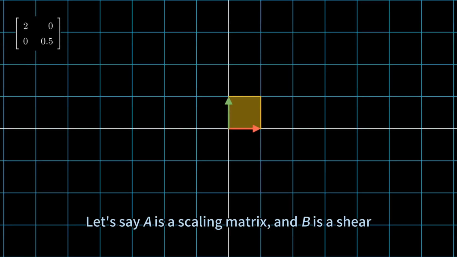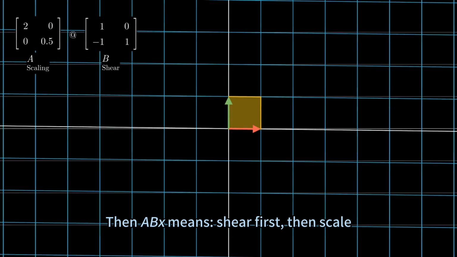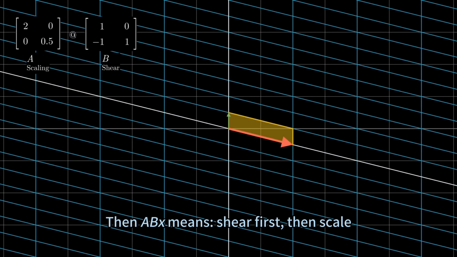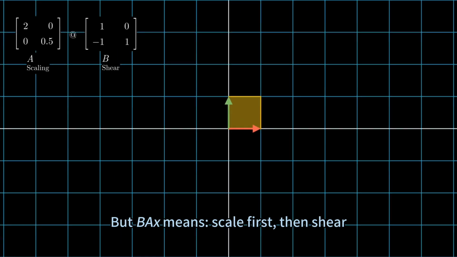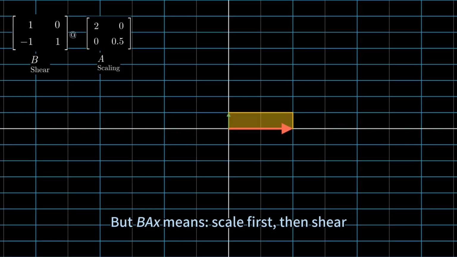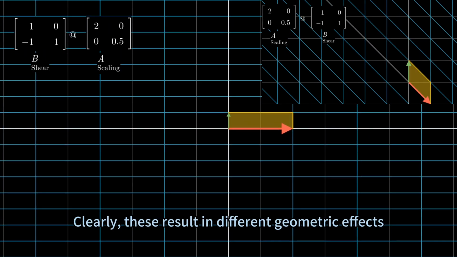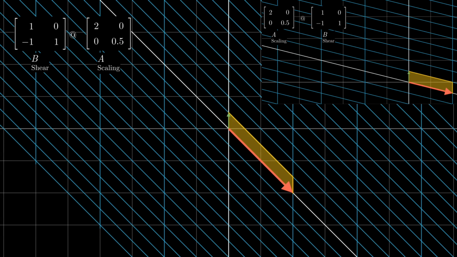Let's say A is a scaling matrix and B is a shear. Then A times B times vector x means shear first, then scale. But B times A times vector x means scale first, then shear. Clearly, these result in different geometric effects.